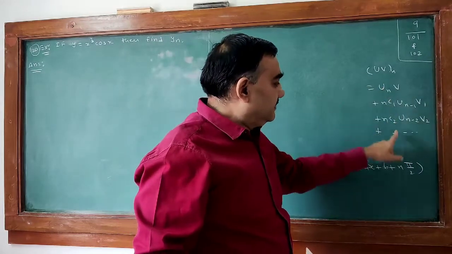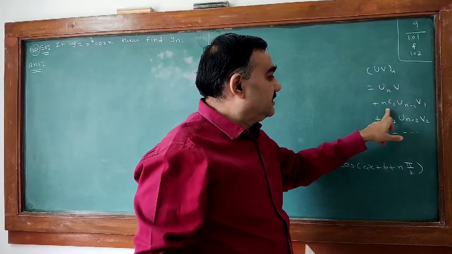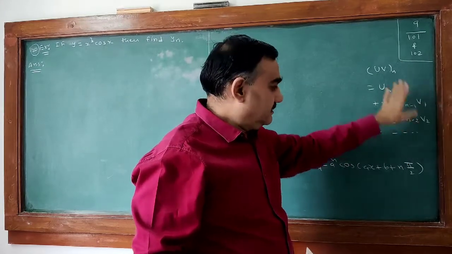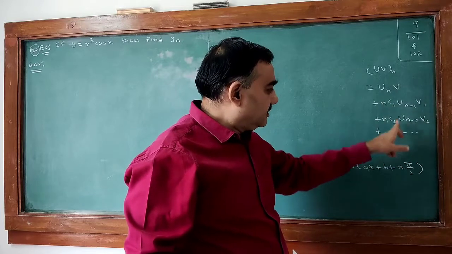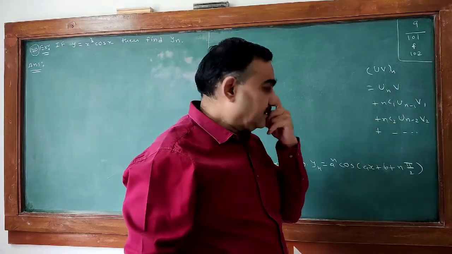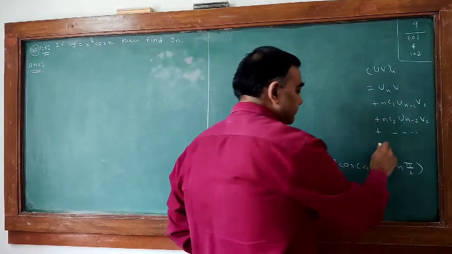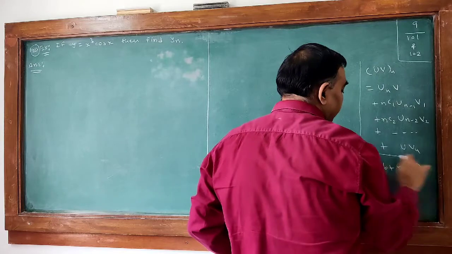You know that this is the Leibniz theorem: (uv)n = u_n v + nC1 u_(n-1) v1 + nC2 u_(n-2) v2, and one derivation of u will decrease and one derivation of v will increase. And the last term will be u v_n.